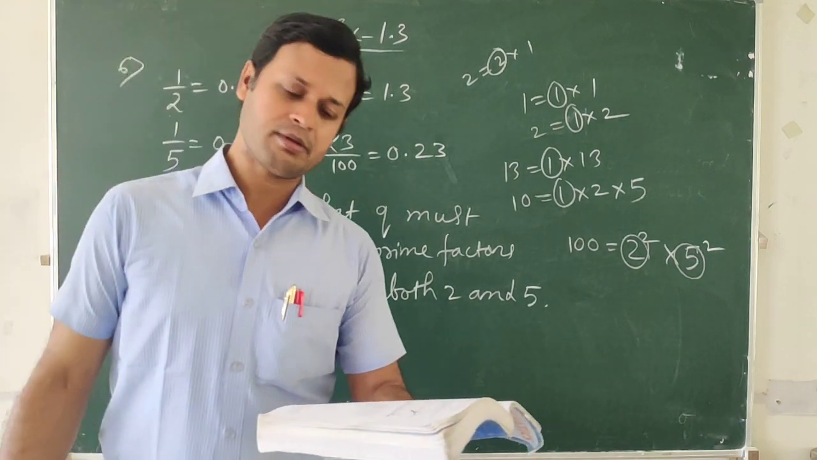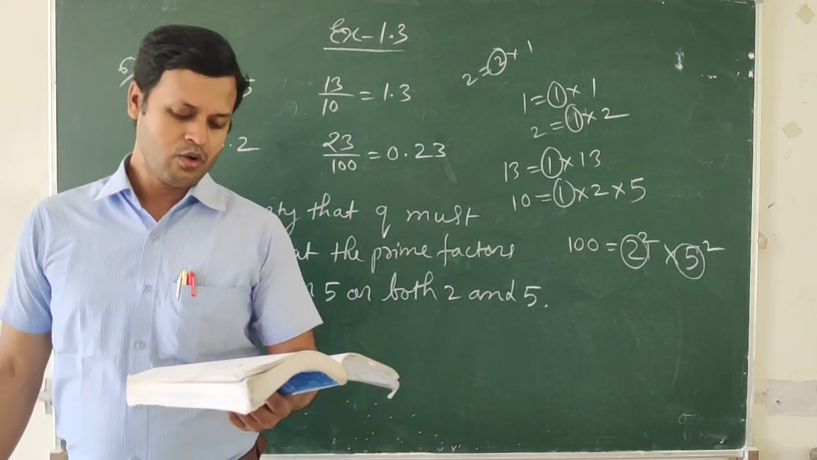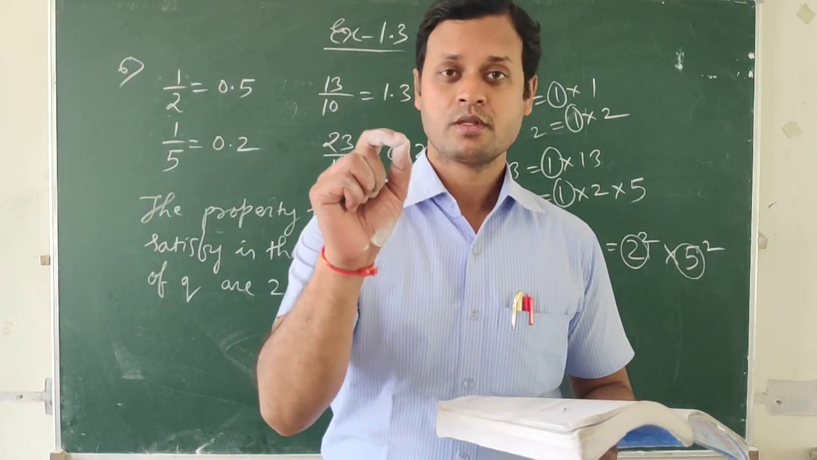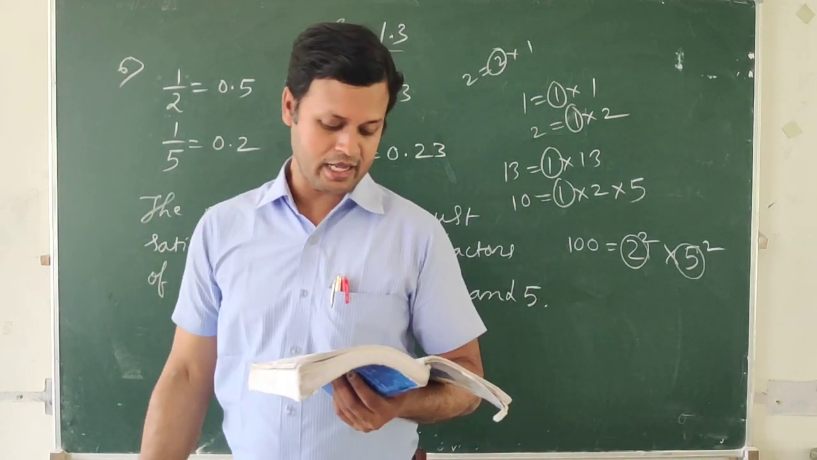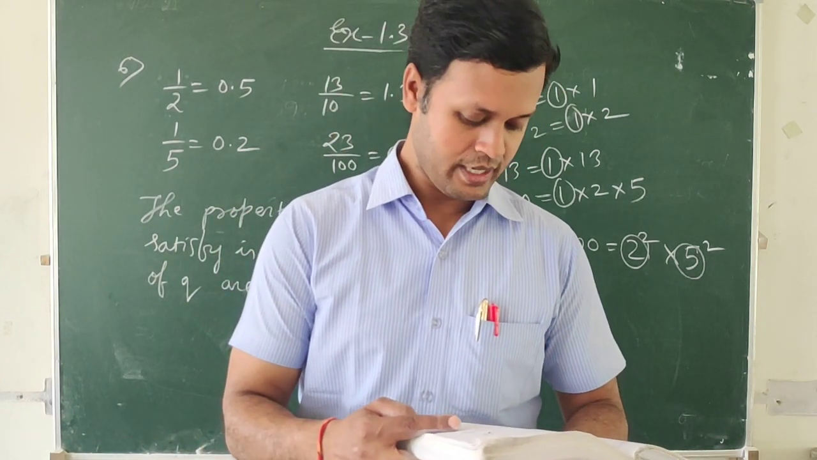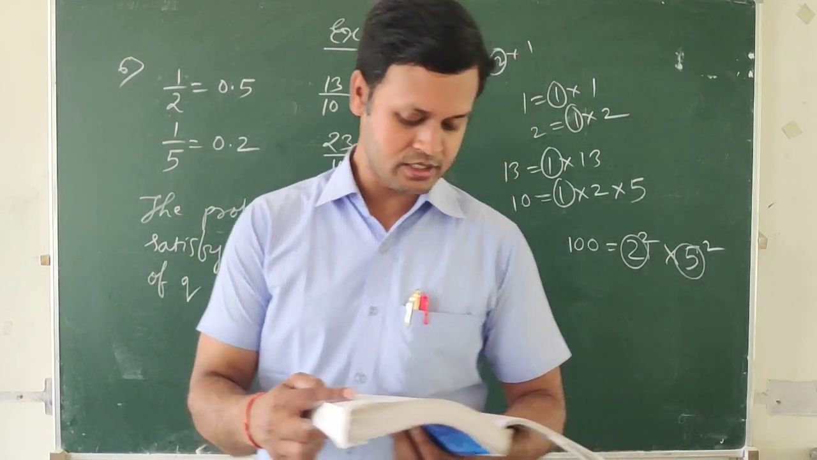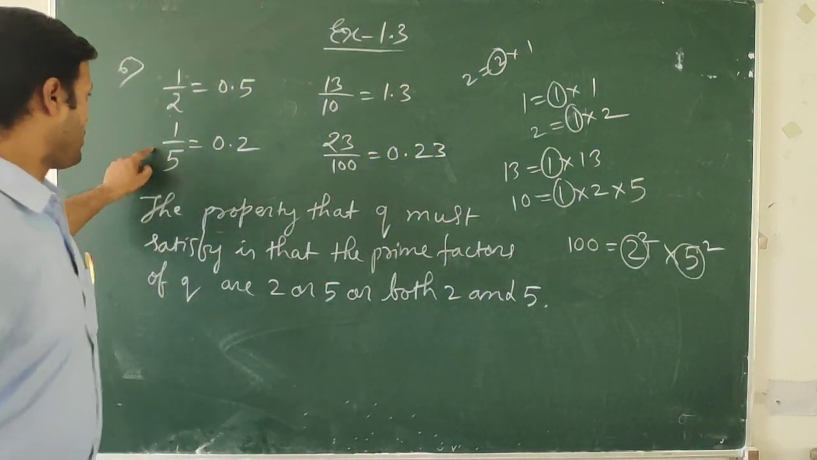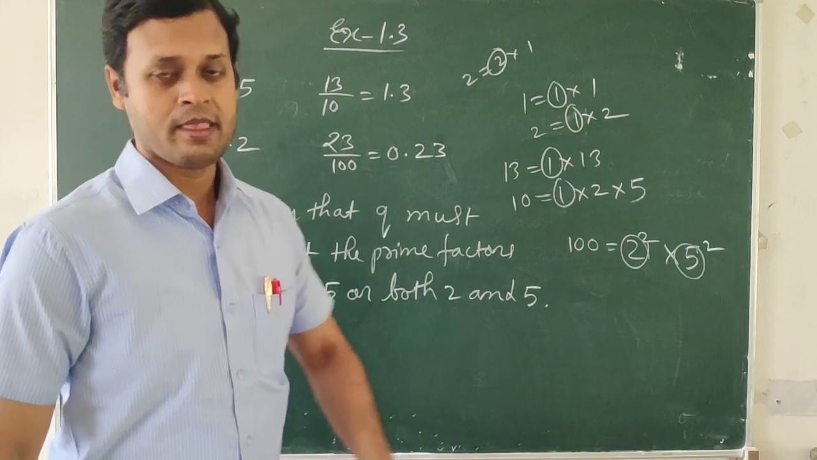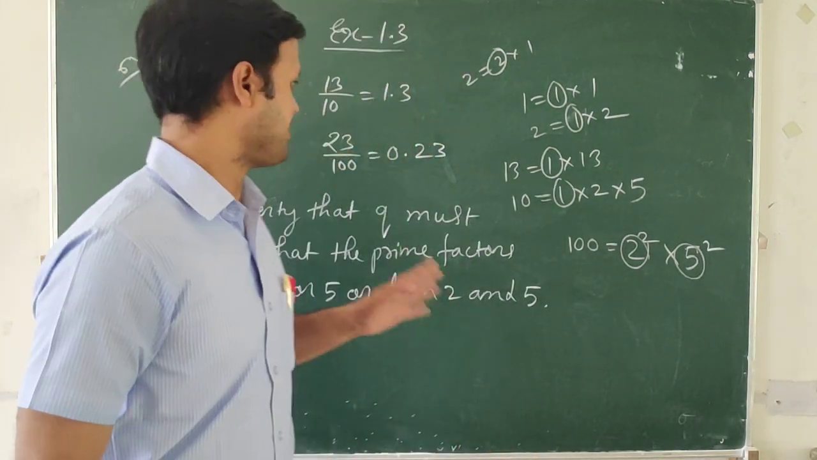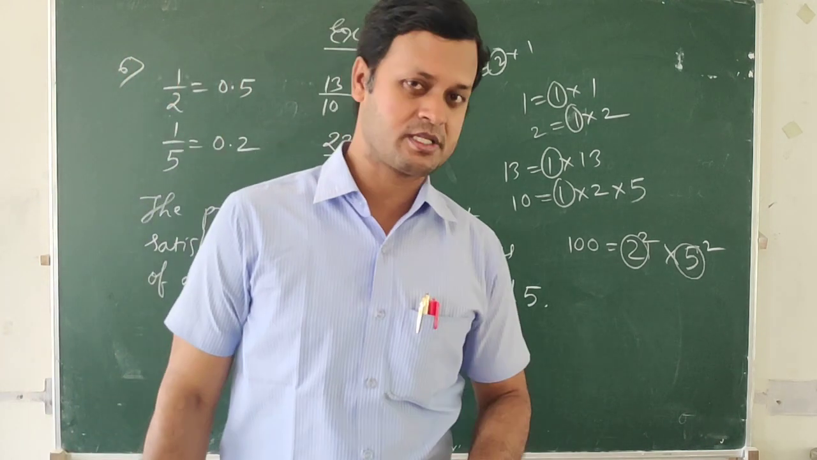So this was the question. Look at several examples of rational numbers in the form p by q, where p and q are integers with no common factors other than 1, and having terminating decimal representations. Can you guess what property q must satisfy? All the rational numbers that we have considered are in the form p by q and all are having terminating decimal representation.